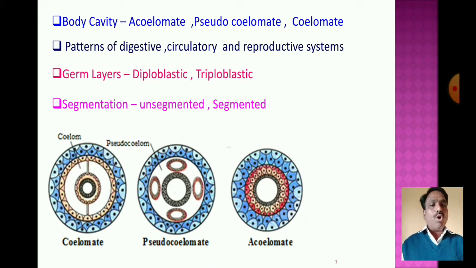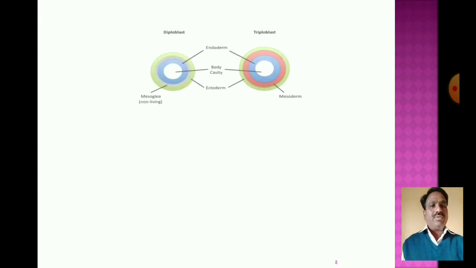That is known as the body cavity: Acoelomate, Pseudocoelomate and Coelomate. These are very important at the time of classification of animals. So in the basis of classification, we consider body cavity, segmentation, germ layers, patterns of the reproductive system, patterns of the circulatory system and patterns of the digestive system.